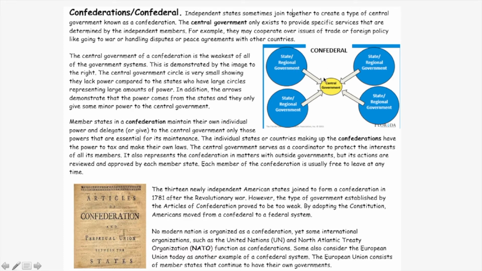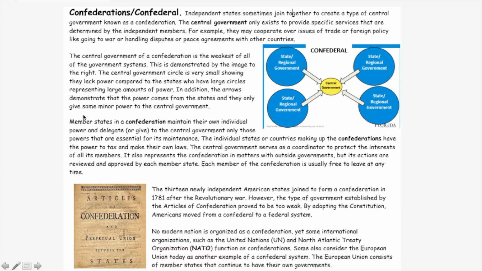If you notice, by the way, the size of the circles, that's super important. Okay, so I'm going to read those here. The central government of a confederation is the weakest of all of the government systems. So the central government is teeny little tiny, right? Tiny little yellow circle. This is demonstrated by the image to the right. The central government circle is very small, showing that they lack power compared to the states, who have large circles representing large amounts of power. Look at the big blue circles compared to the little yellow circle.